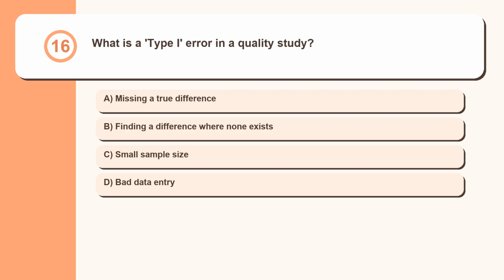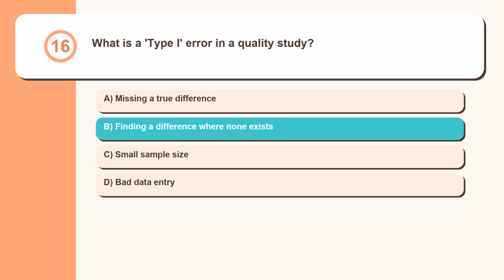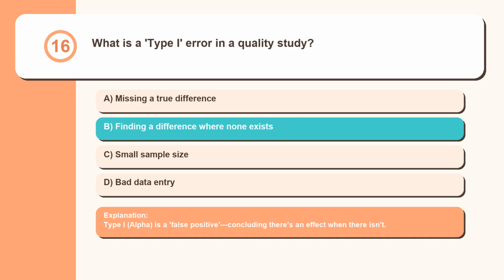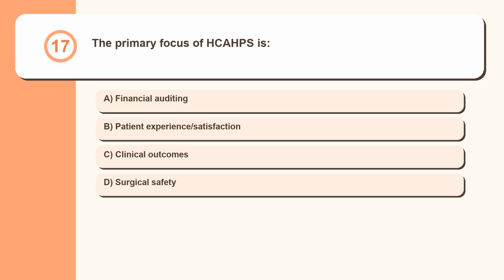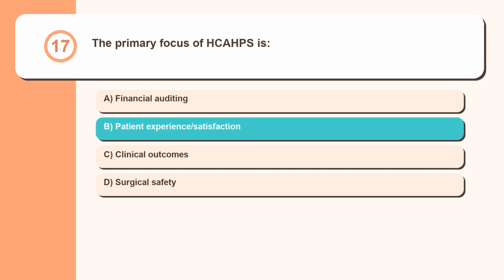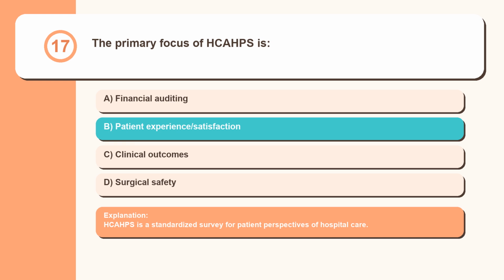Question 16. What is a type I error in a quality study? Missing a true difference, finding a difference where none exists, small sample size, bad data entry. Type I, alpha, is a false positive, concluding there's an effect when there isn't. Question 17. The primary focus of HCAHPS is financial auditing, patient experience/satisfaction, clinical outcomes, surgical safety. HCAHPS is a standardized survey for patient perspectives of hospital care.